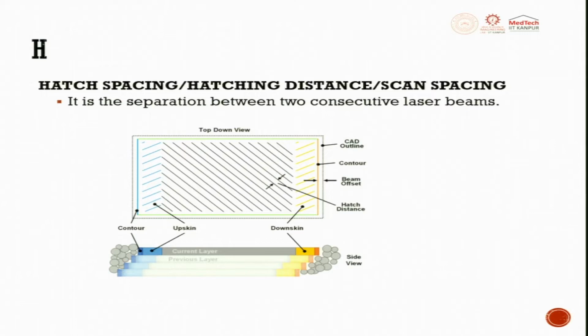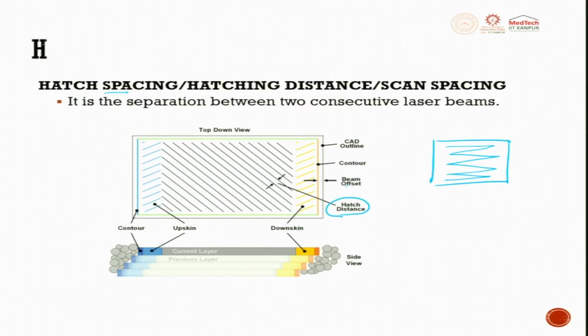Hatch pattern. When I divide a layer, the manner in which I fill the material inside a layer is called the hatch pattern. Between these two hatches, the distance is called the spacing. So, this is called hatch spacing or hatch distance or scan spacing. All these are talking about hatch lines and the space between the hatch lines. This is the hatch distance, you see here between the two hatch lines.